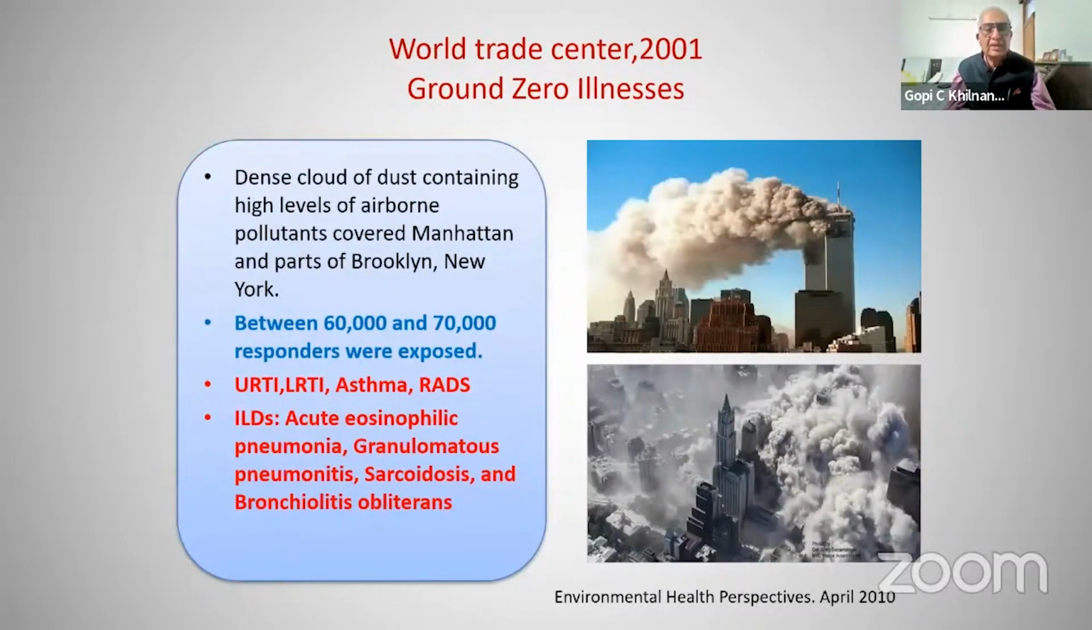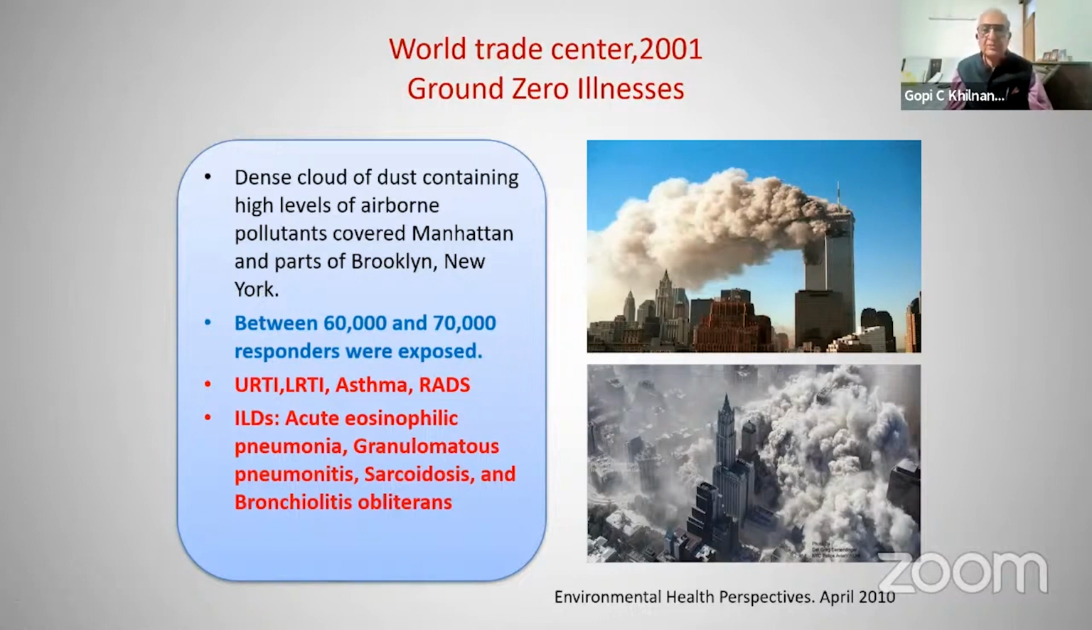So that's how the story of air pollution came into occurrence. And subsequently, when the unfortunate incident, the World Trade Center 9/11 occurred, there was a dense cloud, and over a period of time, 60 to 70,000 people who were exposed responded. There were upper respiratory tract infection, lower respiratory tract infection, asthma, reactive airway disease, eosinophilic pneumonia, interstitial lung disease, even granulomatous lymphadenitis, sarcoidosis and bronchiolitis obliterans. So many diseases were caused by this 9/11 incident, which actually changed the world and also the understanding of how pollution affects us.